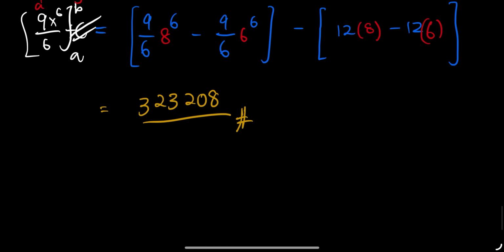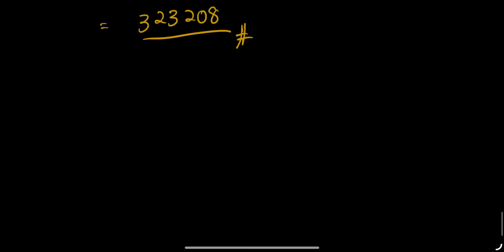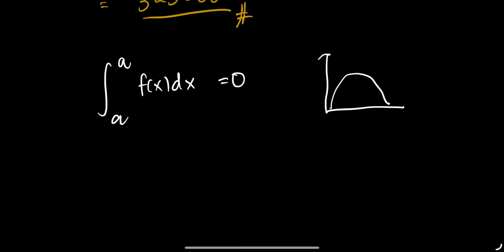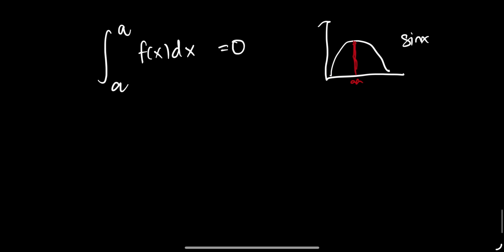And before I go, I need to introduce two other common sense things that are on par with these definite integrals with bounds. So if we take the integral from a to a of f(x) dx, it is obviously 0, since if I take the graph of sine x and I take the integral between a and, well, a, the area is obviously 0. This is very intuitive.